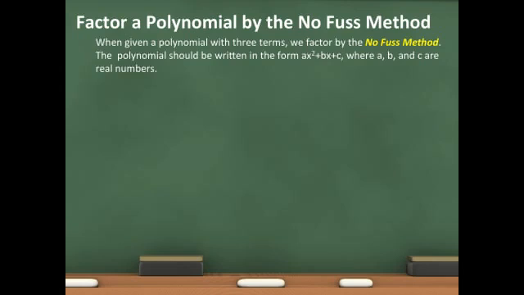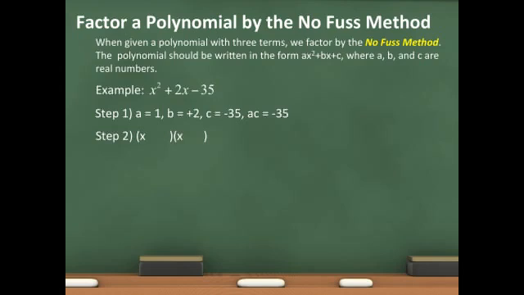Let's look at an example. Here we have x squared plus 2x minus 35. In step 1, we list the values for a, b, c, and ac. Recall ac means a times c. And in this case, a equals 1, b equals 2, c equals negative 35, and ac equals negative 35.